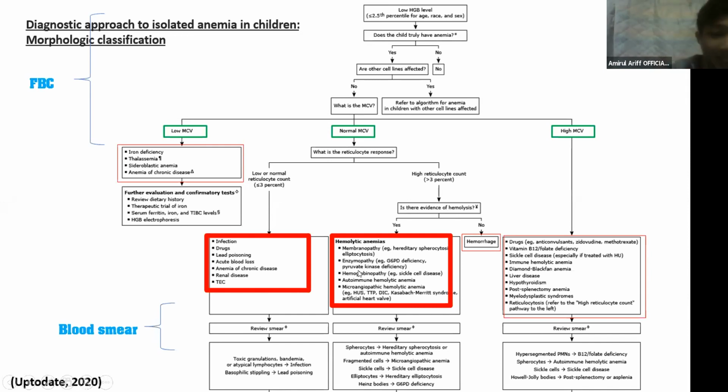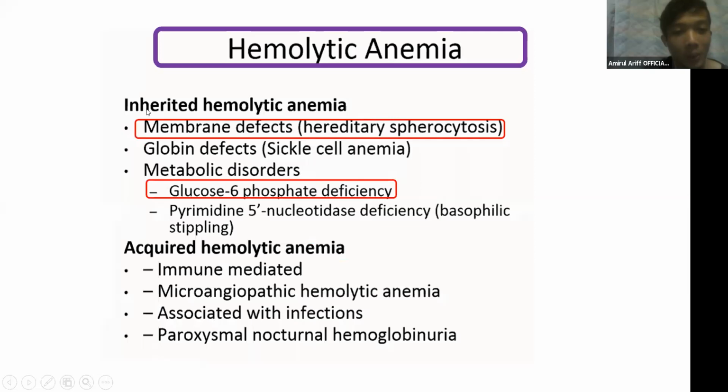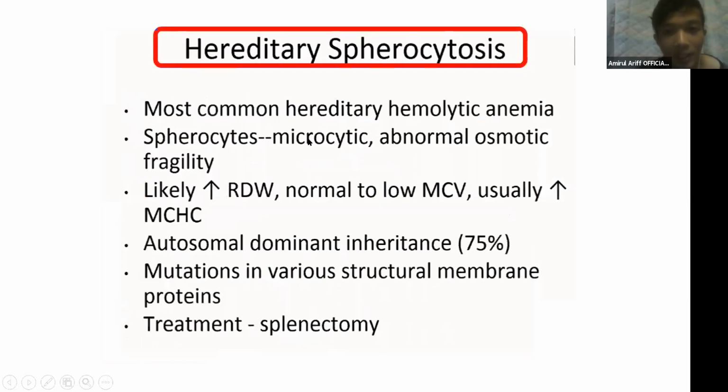I will only focus on hemolytic anemia, touching on it a bit. Hemolytic anemia is usually divided into inherited or acquired hemolytic anemia. I will talk only about the membrane defect, which is hereditary spherocytosis, and also G6PD deficiency. Hereditary spherocytosis is the most common hereditary hemolytic anemia related to a cell membrane defect.